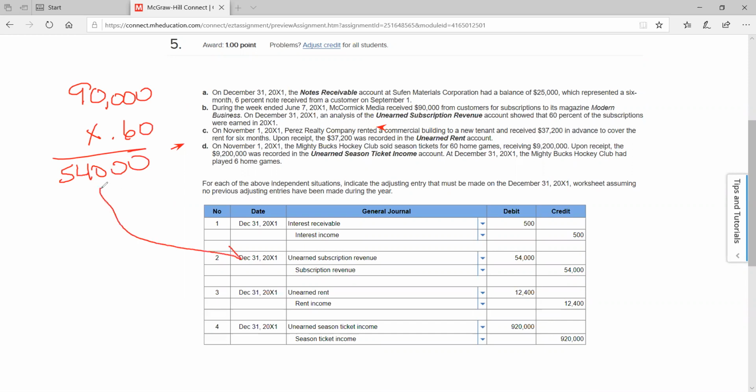Notice the journal entry. You're debiting your liability. I'm just going to make a note to remind you that is a liability account. And then you credit your subscription revenue for what you've earned. That would take care of letter B.